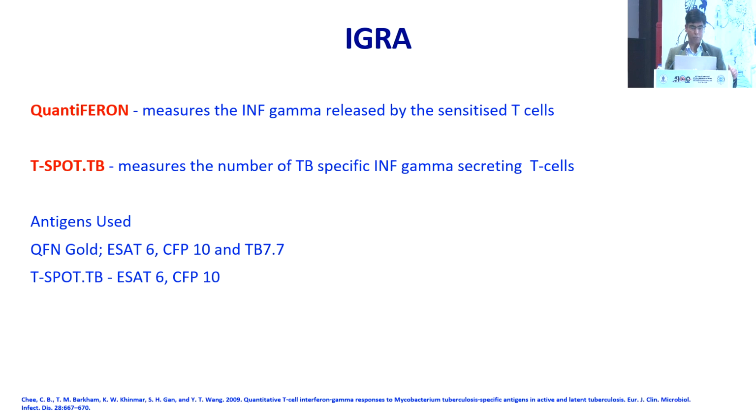So these things have to be kept in mind. Coming to IGRA, there are two types of tests available. One measures the gamma release by the sensitized T cells, the other counts the number of sensitized T cells. So these are the two differences, and these are the various antigens that are used for this test.